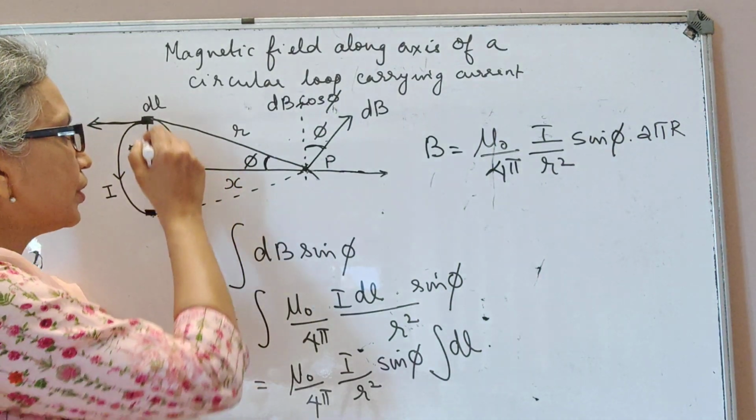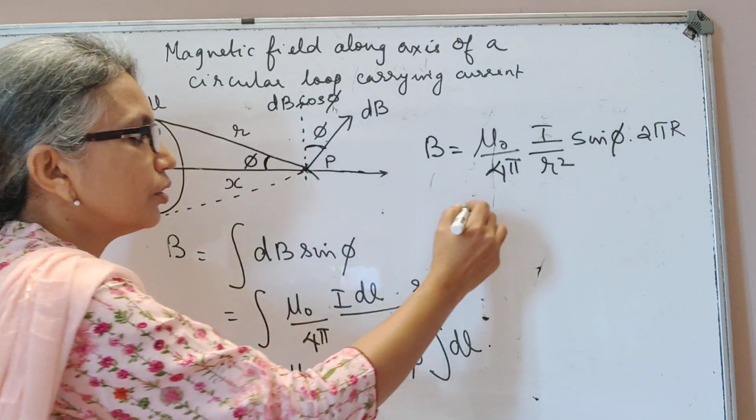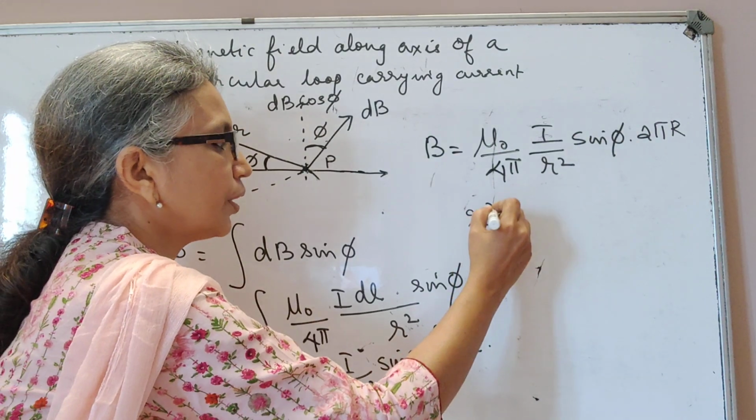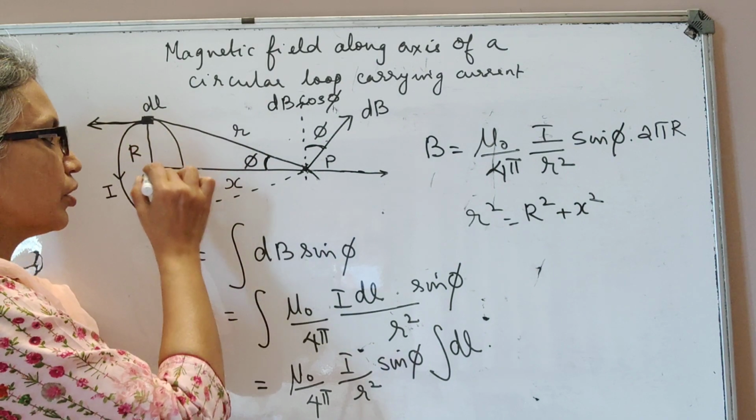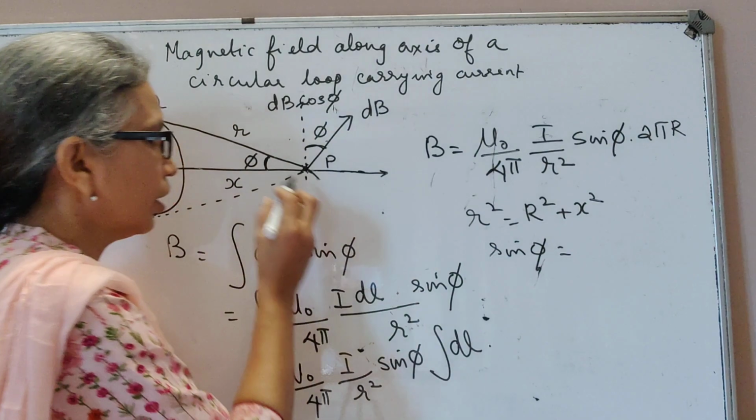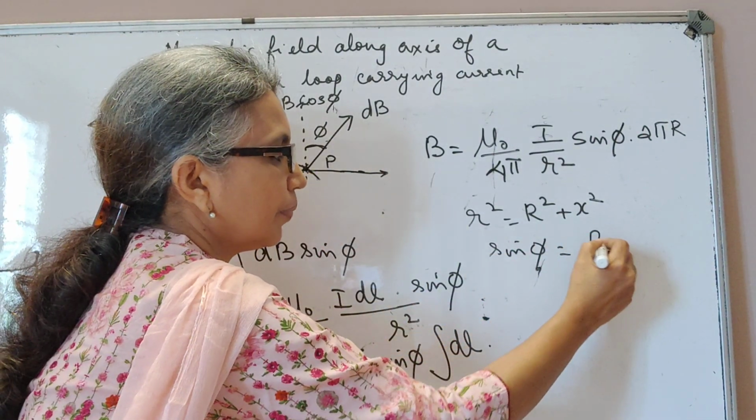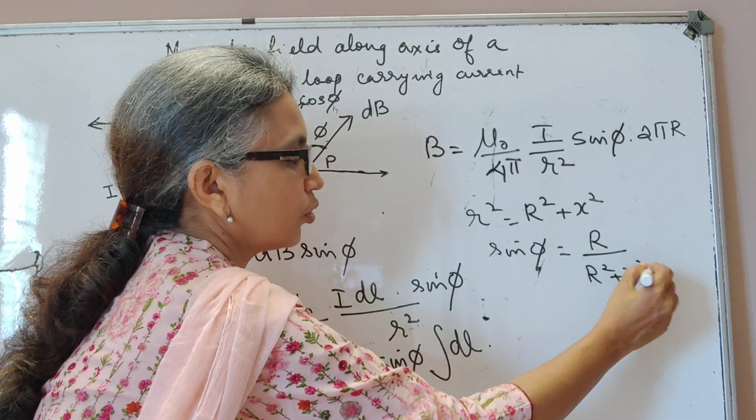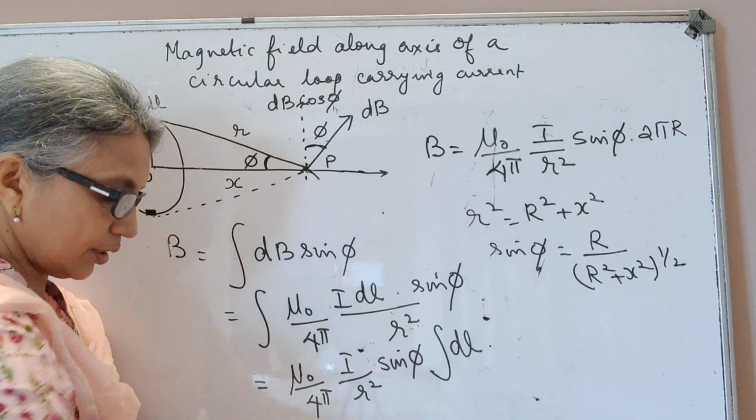Look at this diagram. You will see from this triangle you may apply Pythagoras theorem, and if you do that, you will see this r square is equal to capital R square plus small x square. That is, r square equals R square plus x square. And what is sine phi from this? Sine phi is opposite side by hypotenuse, so that will be R by small r. Small r will be R square plus x square whole raised to half. I'm going to substitute that in this formula here.